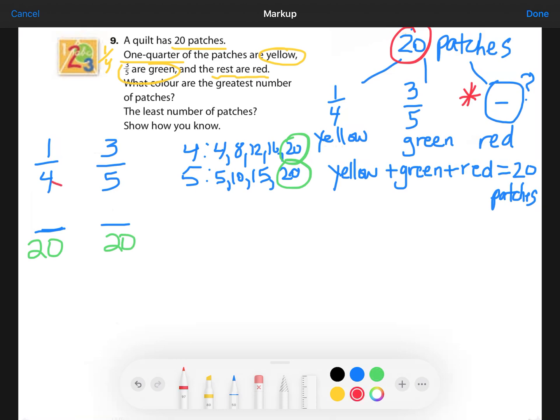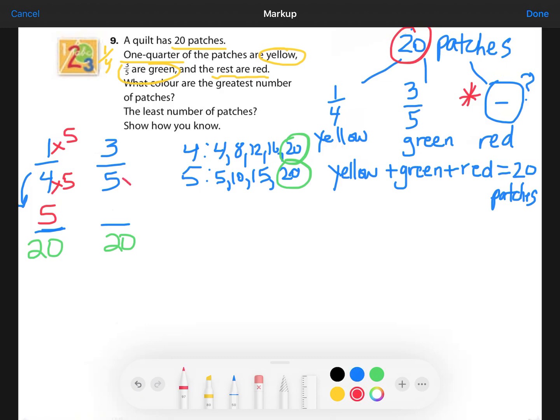So I'm going to use 20 as my denominator. So I'm going to ask myself, what do I multiply by 4 to get 20? And the answer is 5. And if I multiply the denominator by 5, I must multiply the numerator by 5. So 1/4, excuse me, is equivalent to 5/20. And I'm going to draw an arrow just to show that those fractions go together.